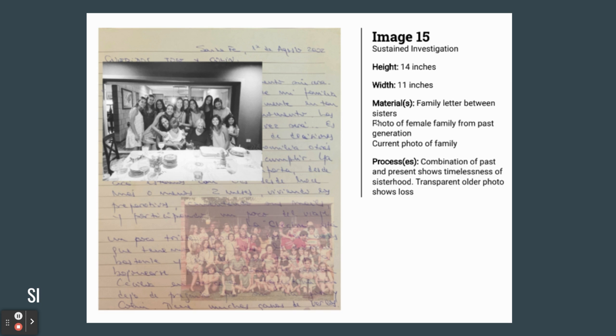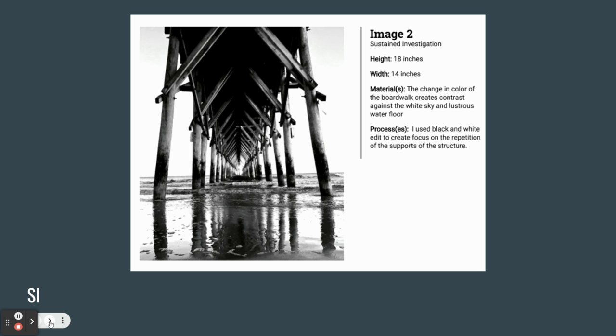Here's another one. The things that are in here are family letters, photos of female family from the past, and a current photo of the family, and then combining them together. And then what she did, making this one transparent, has to do with loss of family members. So, what you included, and then what you did with it and why.